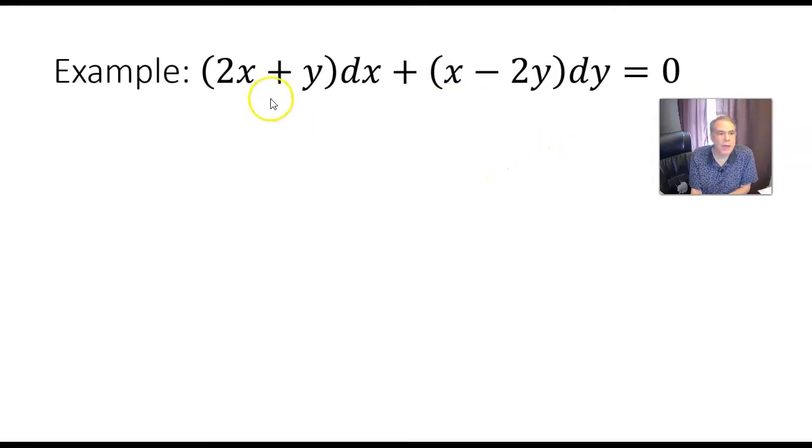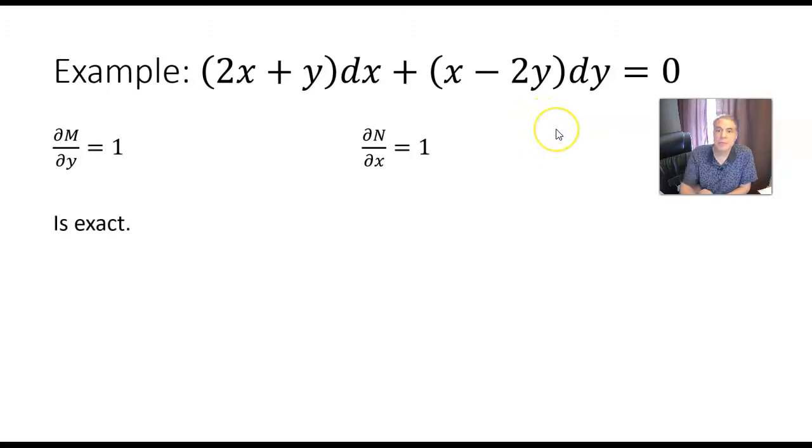Okay, what about if we've got (2x + y) dx + (x − 2y) dy = 0? Is this exact? Well, here, the partial of M with respect to y is 1, and the partial of N here with respect to x is also 1. And since they are the same, this is exact.